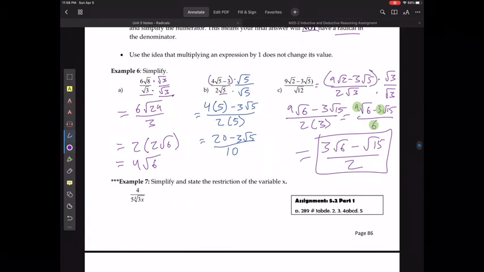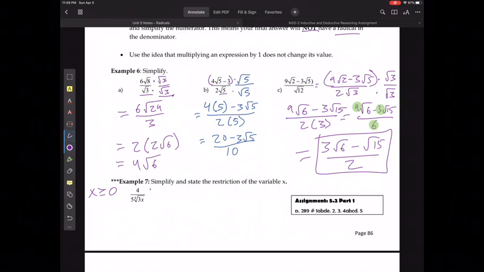All right. And the very last part, simplify and state the restriction of the variable x. Well, because it's a fourth root, anytime I have an even index, that means that x has to be greater than or equal to 0. Then what I'm going to do is, because it's a fourth root, in order to cancel it out, I need to raise all of it to the power of 4, which means that I need to multiply the fourth root of 3x in 3 more times.